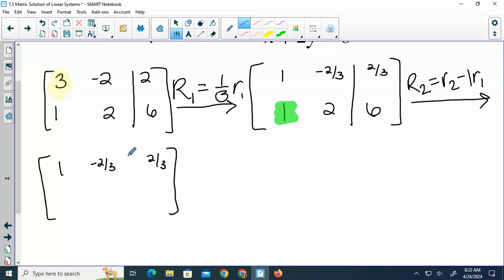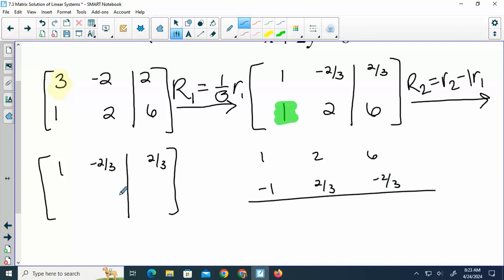Still seeing some problems with the calculation here. So write it out if you need to. I've been writing it out piece by piece. You could also say, okay, row 2, that was 1, 2, 6. Negative 1 times row 1 would be negative 1, positive 2/3, negative 2/3. So if I put those together, 1 plus negative 1 is 0. 2 plus 2/3. So 2 is like 6/3 plus 2/3 is 8/3. 6 plus negative 2/3. So 6 is like 18/3 minus 2/3 would be 16/3.